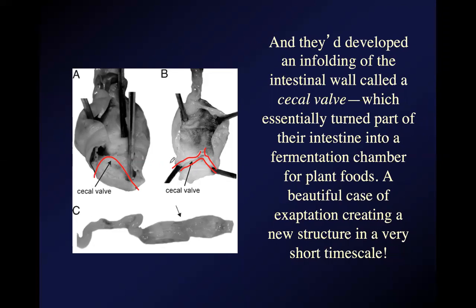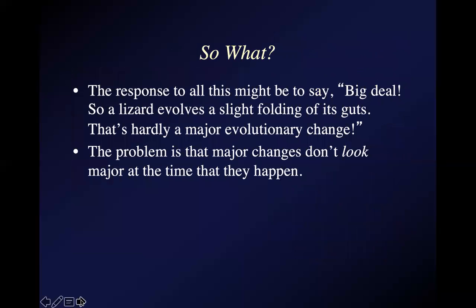But even adding a little thing that's put together from parts that were already on the shelf gives them this capability to digest a type of food that they couldn't digest before. So that's a new structure, and it only appears within 33 years. You may be saying, big deal. So a lizard evolves a slight fold of its guts. That's not a major evolutionary change. That's nothing. The thing is that major changes do not look major at the time that they happen.